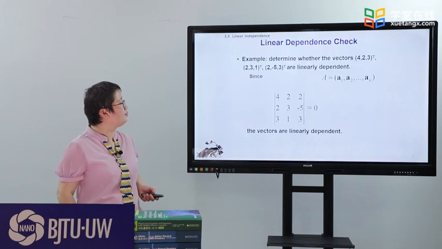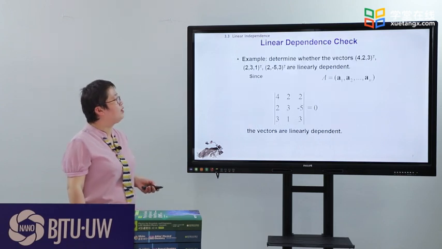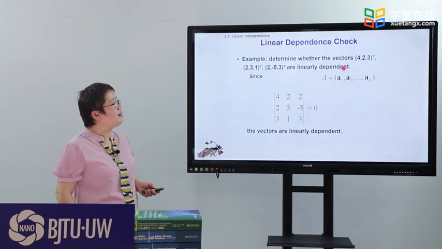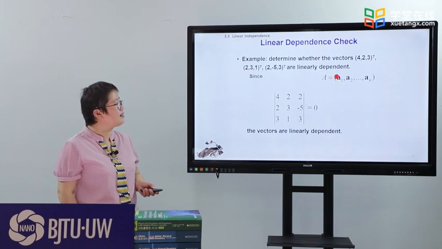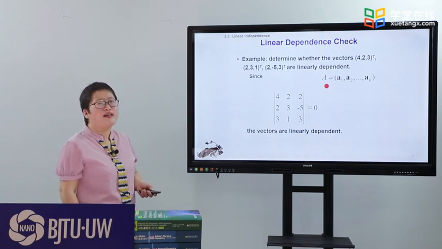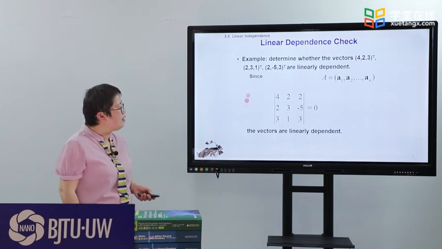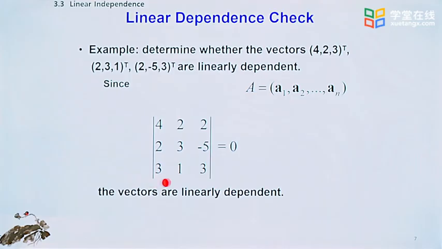Okay. We check this example. It asks you to determine whether the vectors (4, 2, 3), (2, 3, 1), (2, -5, 3) are linearly dependent. So you can form a square matrix A, a 3 by 3 matrix, and then you compute its determinant. You can find this, for example, using Gaussian elimination, and you find that the determinant equals 0. The vectors are then linearly dependent. Right?